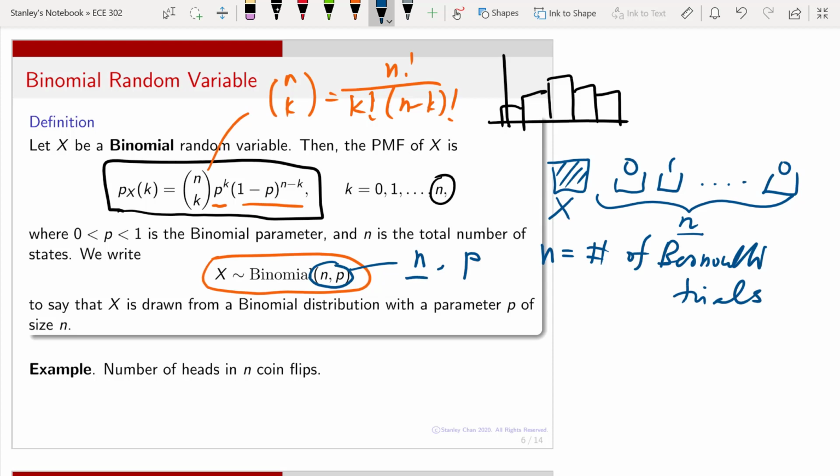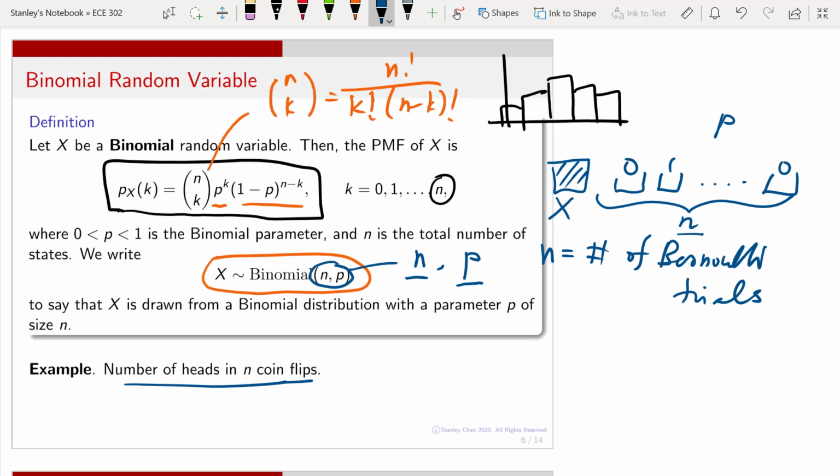So this is the first parameter. The second parameter is p. p is the probability of getting a 1 from this Bernoulli random variable. So you can think of it as the problem of knowing the number of heads in a coin flipping n times. Okay, so this is the binomial random variable.